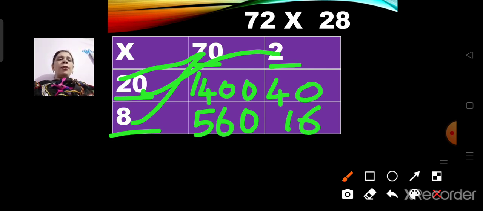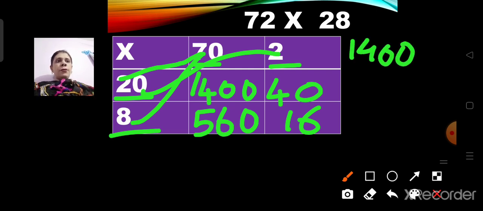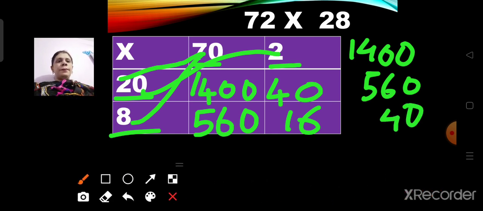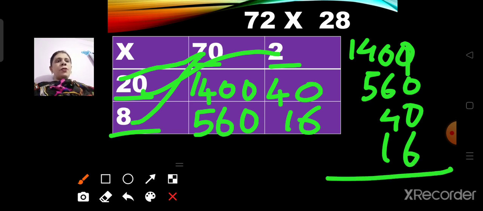So now what I am going to do is add 1400, 560, 40 and 16. Let us add. 0 plus 6 will be 6. 6 plus 4 will be 10. 10 plus 1 will be 11. 1 I will write here, 1 I will carry over.